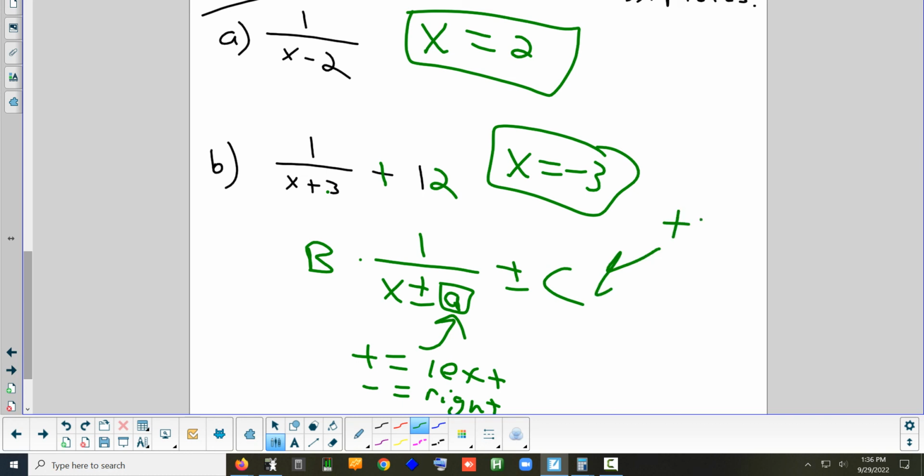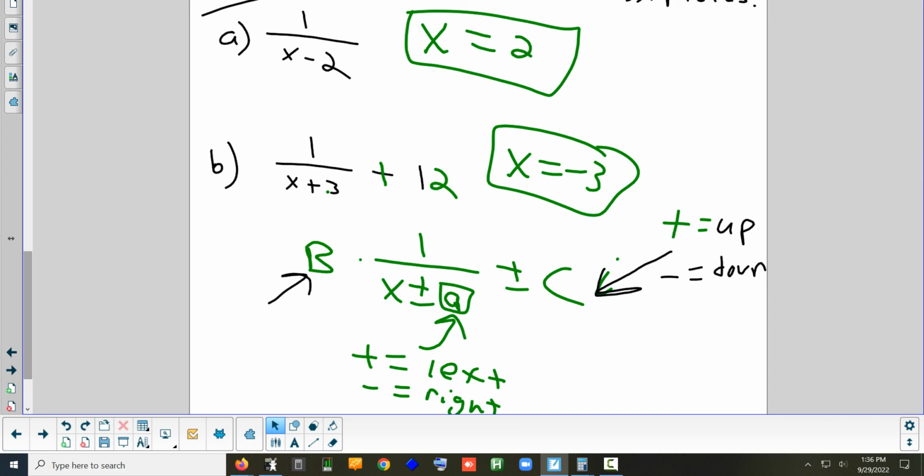C moves it vertically. Positive would be which way? Up. Negative would be down. And what about, let me fix that arrow, looks awful. And what about when you multiply by a number in front? What does that do? Like 3x squared versus x squared. The 3 would be a... Does it stretch it vertically? Yep, that's your vertical stretch.